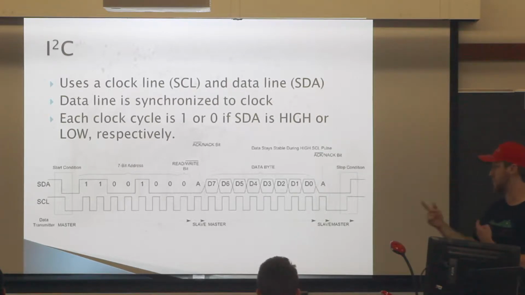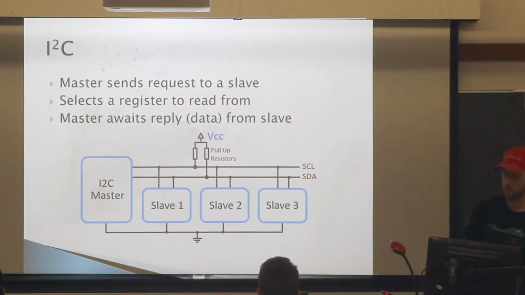And so you do this just back and forth. You say, hey, here's some data, and they give you some data back. You can have multiple sensors, for example, on one line. So the master would be your microcontroller, for example, and the slave would be sensors and stuff like that. If you want to read data from one of these sensors, you send a request, and then you wait for it to reply.